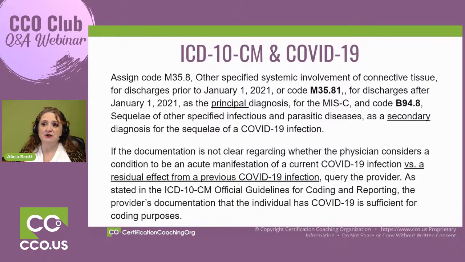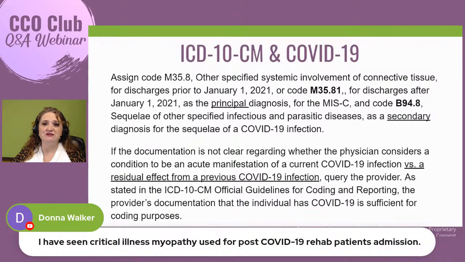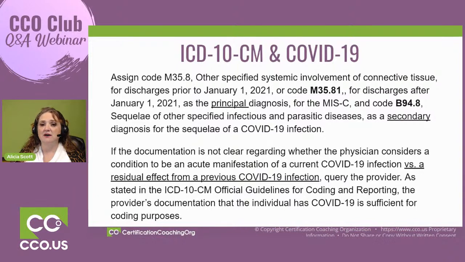Donna says, I have seen critical illness myopathy used for post-COVID-19 rehab patient admissions. Yeah, that is also one that I heard them talk about. There's a lot of myopathy conditions that were popping up. And so that myopathy would be first, and then the B94.8 is the code for the sequela, right?